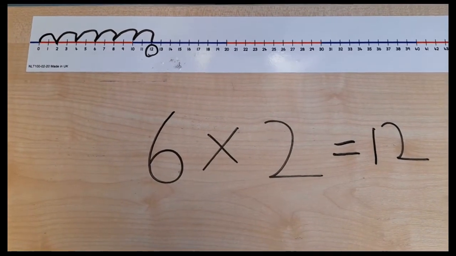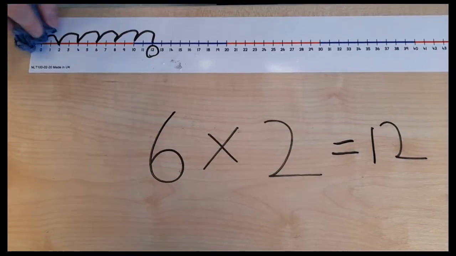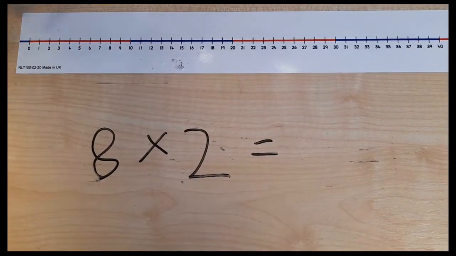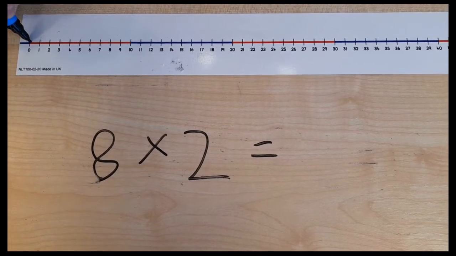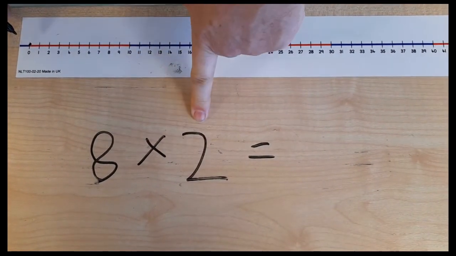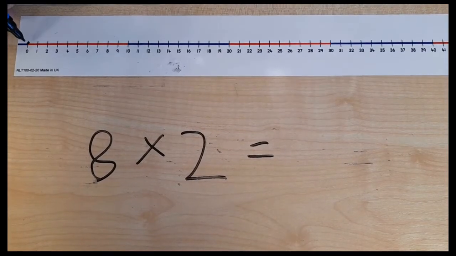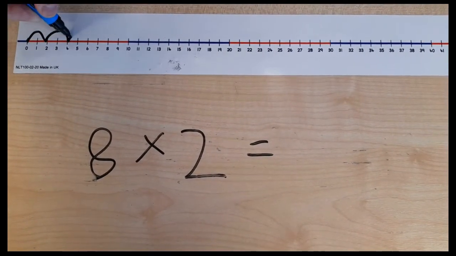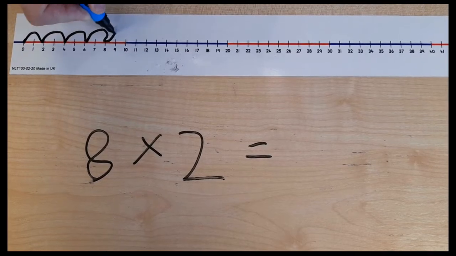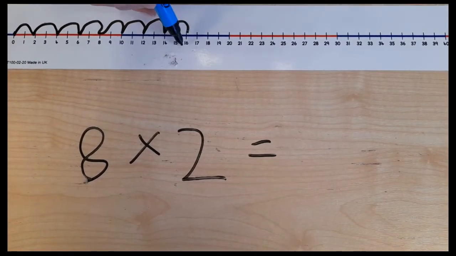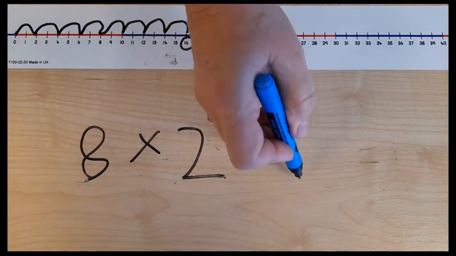Should we try one more? Okay, let's try another one. 8 times 2. Starting on 0. I need how many jumps? How big are my jumps? So 8 lots of 2. 1, 2, 3, 4, 5, 6, 7, 8, and I've landed on 16.